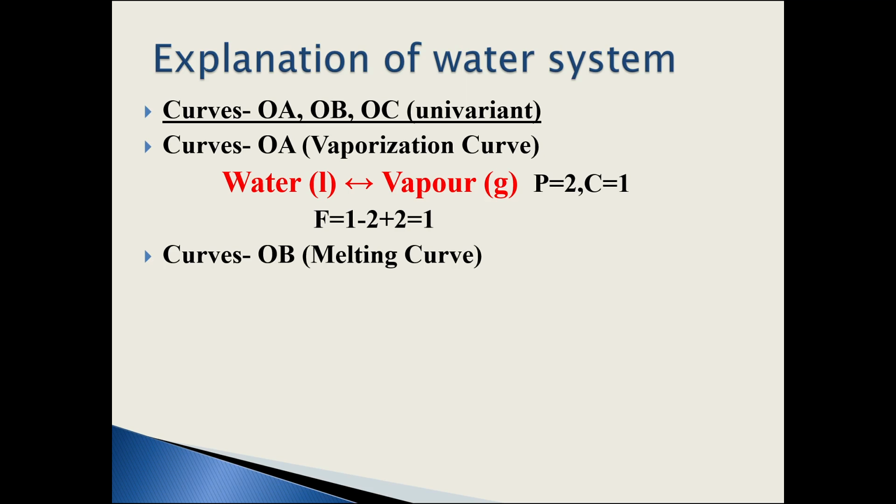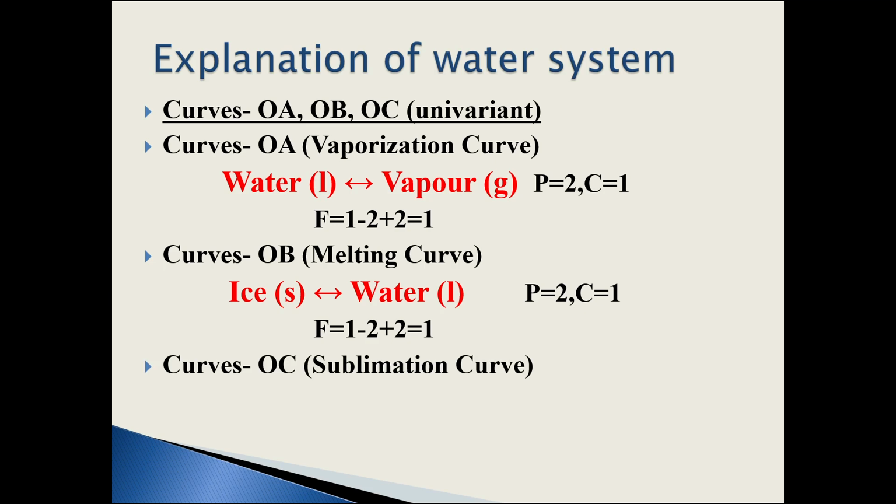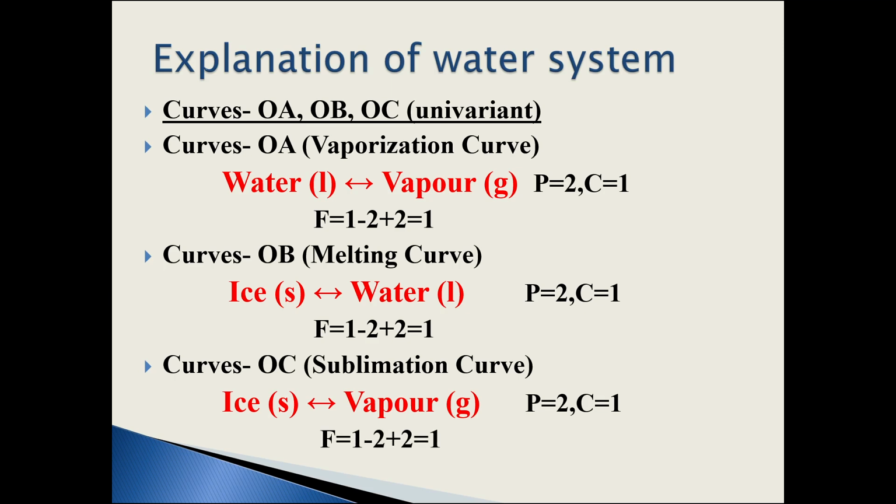In the same way, the curve OB is called the melting point curve. Here liquid water and solid ice exist between these two phases. Solid is converted to liquid, so the degree of freedom value becomes 1. And curve OC is called the sublimation curve. Here the solid ice is converted to vapor gas. Here also the degree of freedom value becomes 1. So commonly for the curves OA, OB and OC, the system follows univariant.